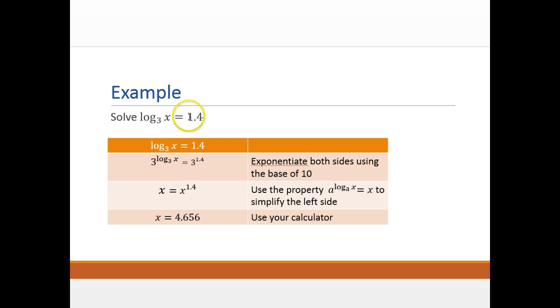Log base 3 of x equals 1.4. We're going to raise both sides, we're exponentiating both sides using base 3. This is going to give me 3 to the log base 3 of x equals 3 to the 1.4. The bases match, and we're simply left with x equals 3 to the 1.4 power, which is 4.656.